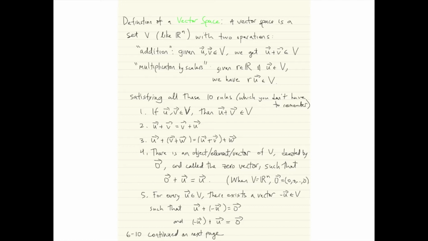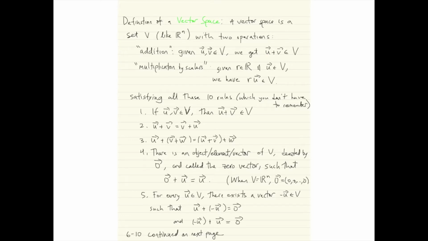Let's begin section 4.1 of Anton, and this begins with the definition of a vector space. Now, a vector space is a set V, like Rn, and in fact, Rn will be the main example to think about, with two operations. Addition, which is that if you have two elements of your set V, call them u and v, there's some way to get another element, and that element is denoted u plus v.